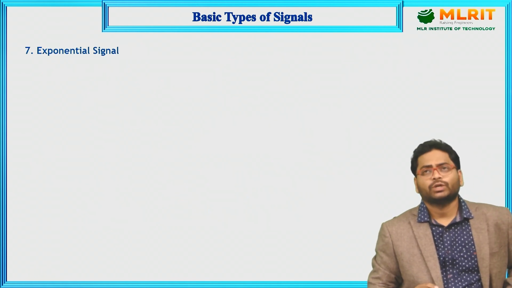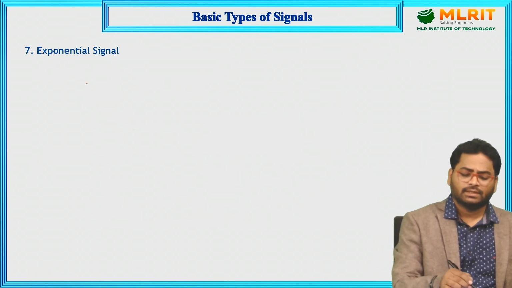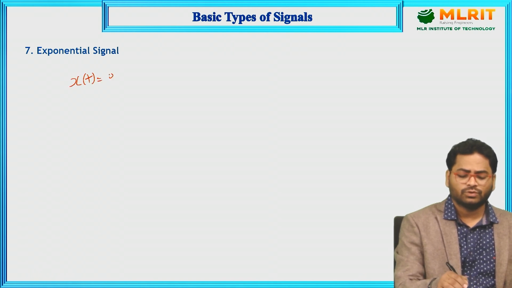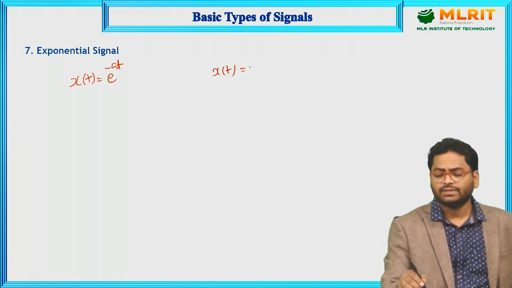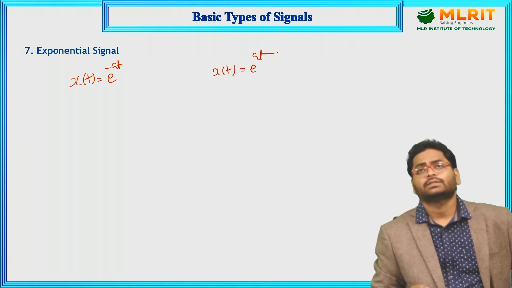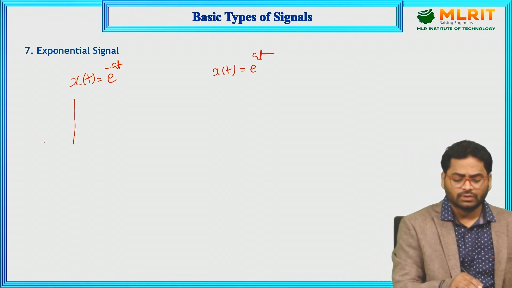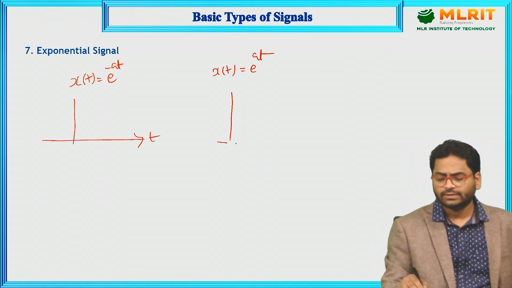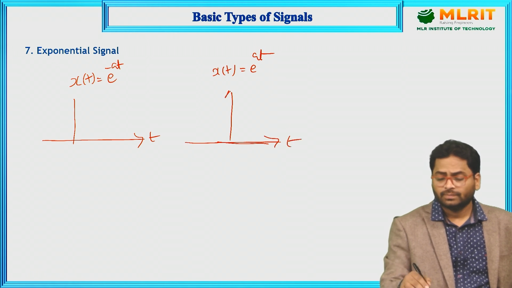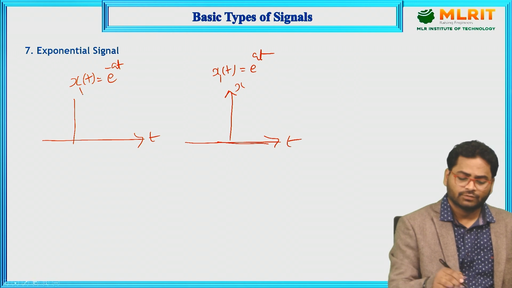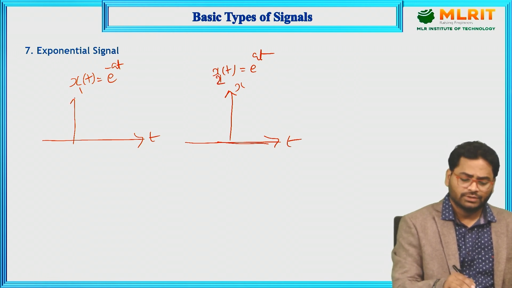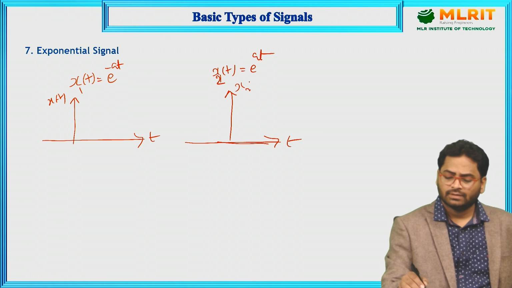Next is the exponential function. Exponential means x of t is equal to e power minus at, which is one exponential function. Similarly, x of t is equal to e power at is another exponential function. So how does this signal look? Let us take x1 and x2. So this is x1 of t and this is x2 of t.